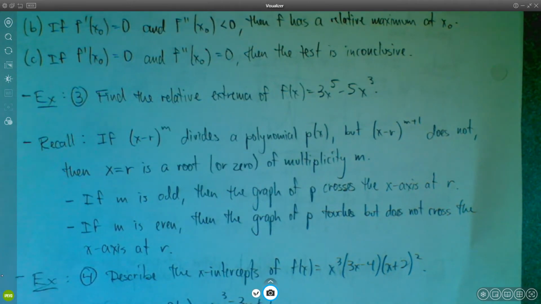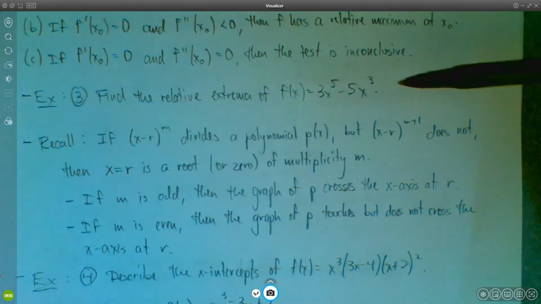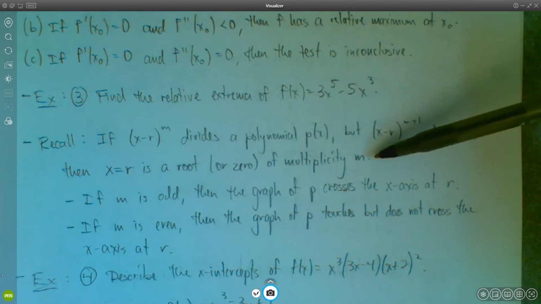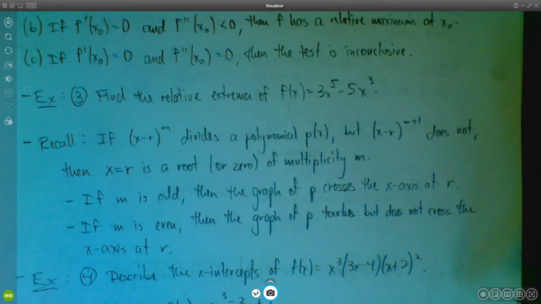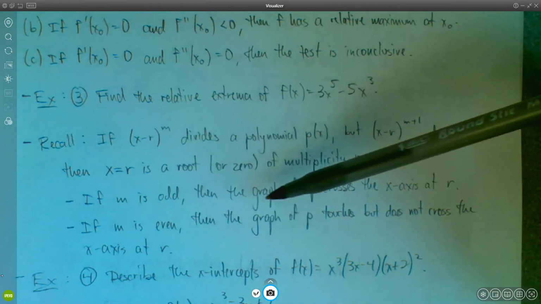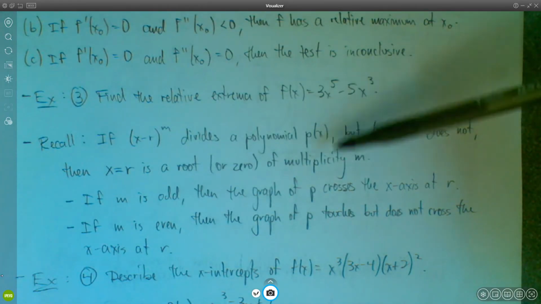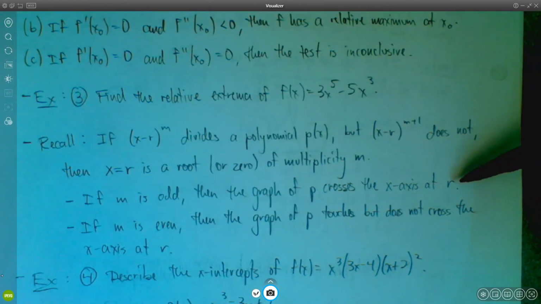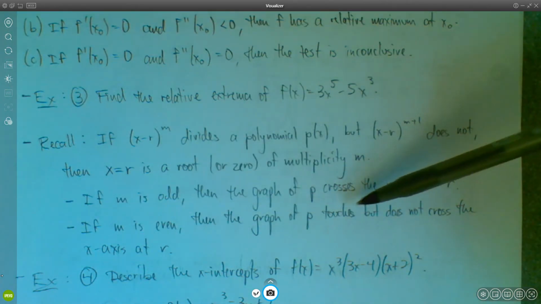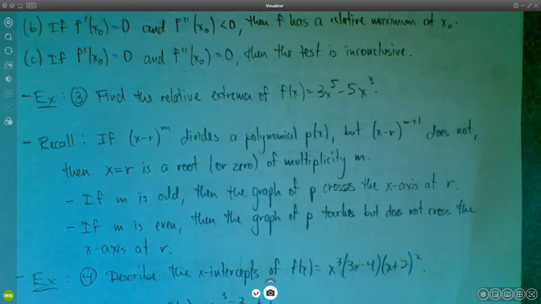Now, the reason this is important is because the parity of the multiplicity of your 0 tells you whether or not you're going to cross the x-axis or just touch the x-axis, right? So if m is odd, then the graph of the polynomial p crosses the x-axis at r. And if m is even, then the graph of p touches but does not cross the x-axis at r. Okay? So that's important to know.